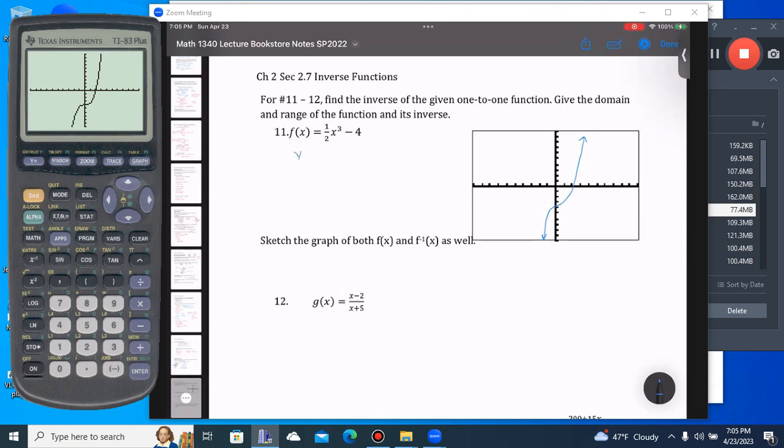So y equals 1/2 x cubed minus 4. x equals 1/2 y cubed minus 4. We get 2x equals y cubed minus 4. 2x plus 4 equals y cubed. y equals the cube root of 2x plus 4. The inverse function is now the cube root of 2x plus 4. Graph that.